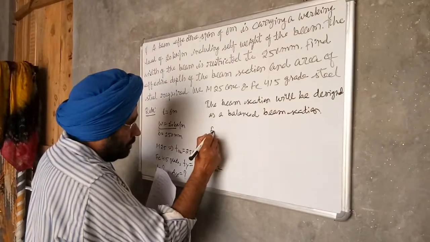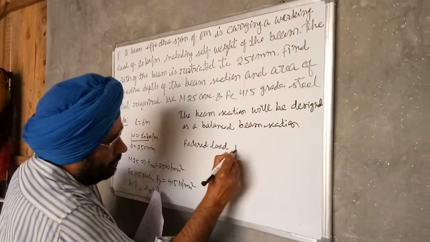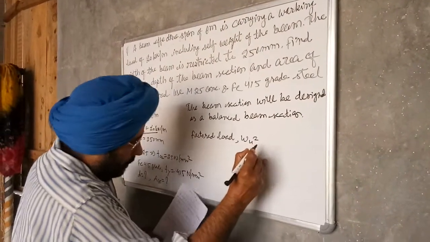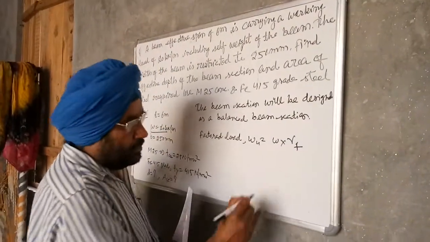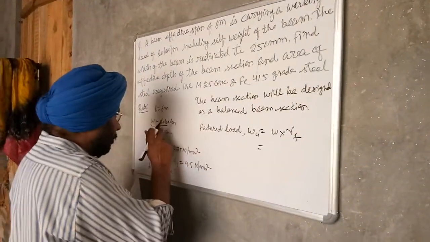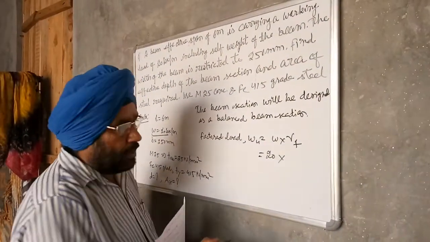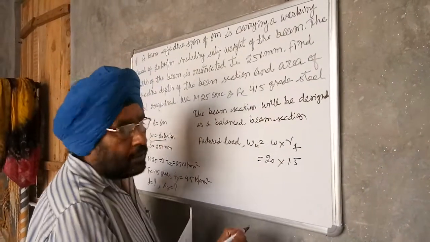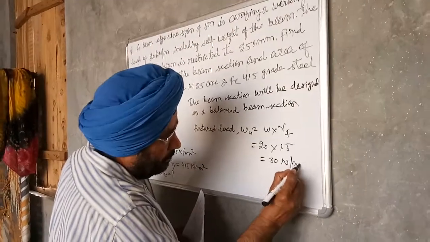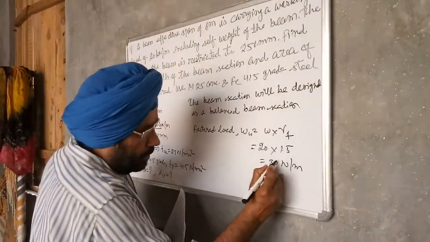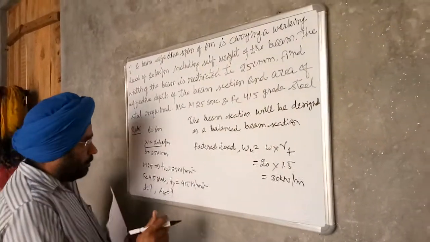Then factored load. Factored load Wu is equal to W into partial safety factor gamma f. So W working load is 20 kilonewton per meter, and partial safety factor for loads is 1.5. So factored load is 30 kilonewton per meter. Then factored bending moment.